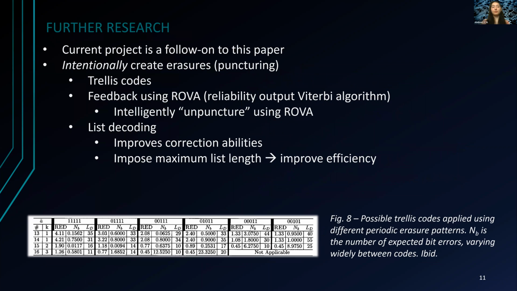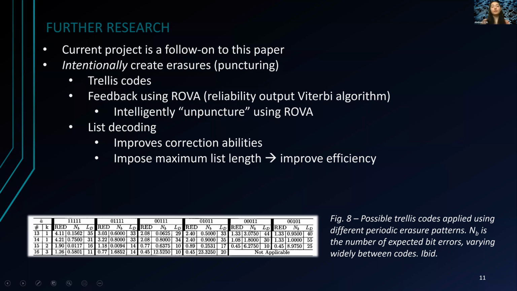Further research from this paper. Currently, my team is actually working on a project that is a follow-on to this paper. Basically, we are intentionally creating erasures. Here we call it puncturing instead of erasure since we are introducing them on purpose. We are still using trellis codes because they do perform better and more reliable for puncturing or erasures in general.